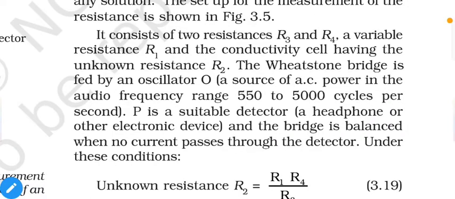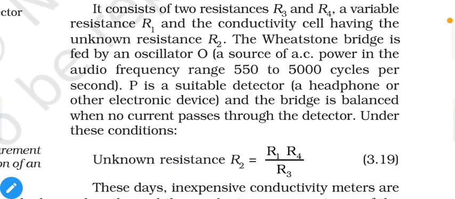So our instrumentation consists of two resistances R3 and R4 and a variable resistance R1, and the conductivity cell having the unknown resistance R2. The Wheatstone bridge is fed by the oscillator O, a source of AC power in the audio frequency range, 550 to 5000 cycles per second. So we can manage it as per our requirement. P is a suitable detector, a headphone or other electric device which will give us either a light indication or a volume or sound indication, so that we can find the value.